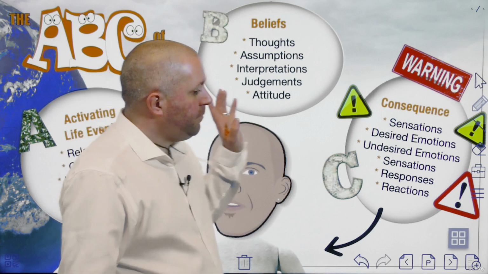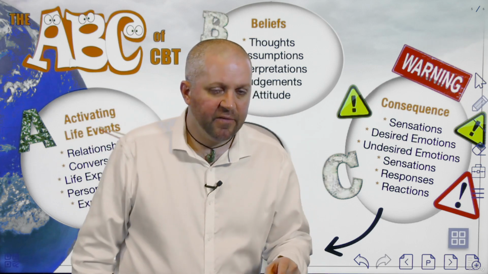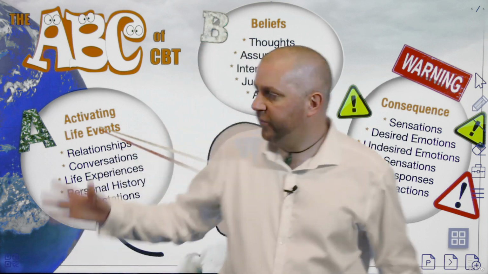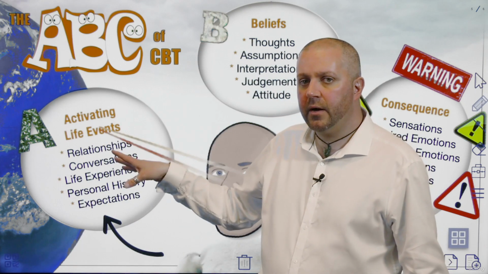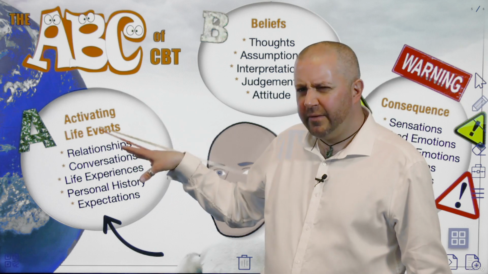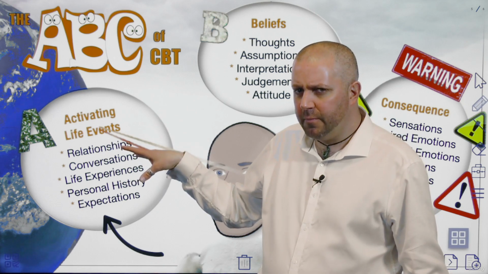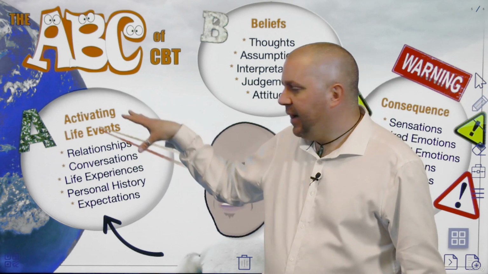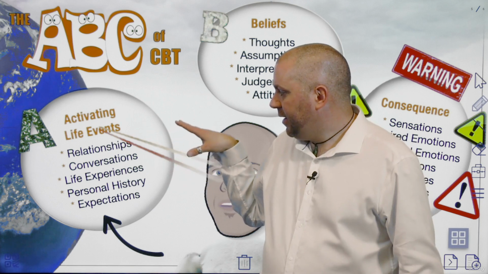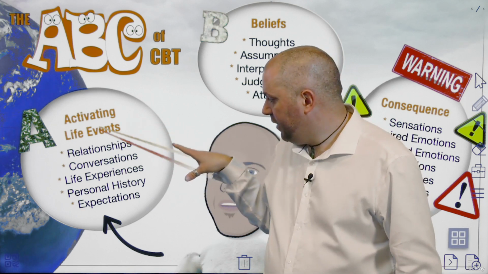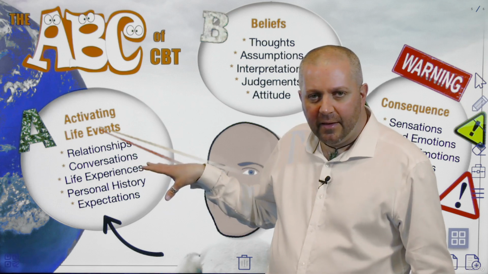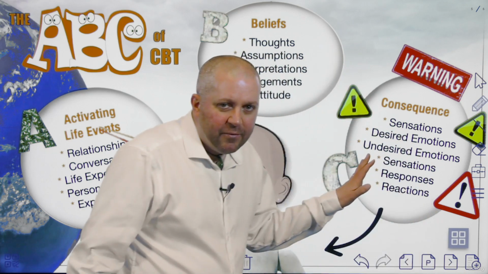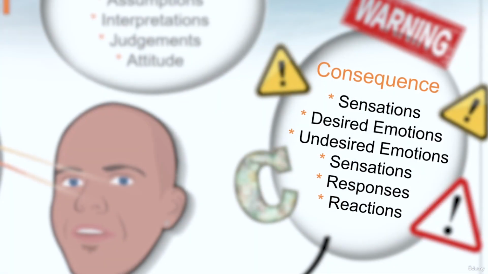What we are always going to be aware of are the consequences, all right? This part's easy in the same way that these are easy. We focus on them, we know what they are, and what we generally tend to do as imperfect human beings is we blame activating life events, i.e. relationships, people, conversations, life experiences, personal history, all this kind of thing, as being the reason why we have the consequences that we have. All right?